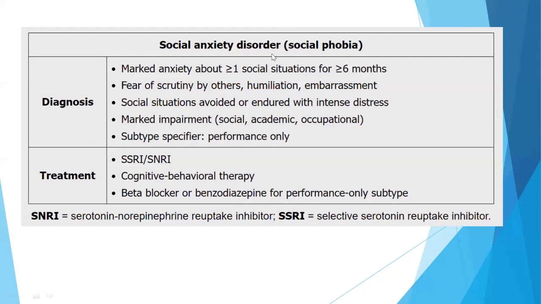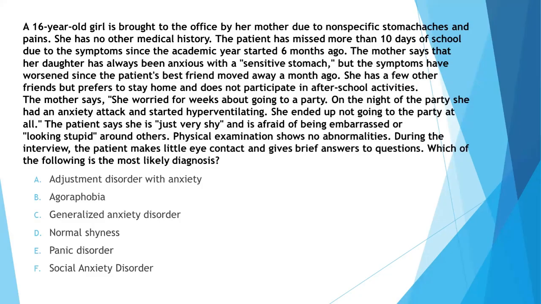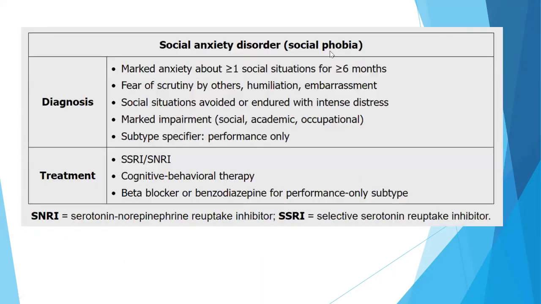So let's talk something about the social anxiety disorder. The diagnostic criteria for the social anxiety disorder is that you need to have marked anxiety about one or more social situations for 6 months or more. Like our patient, she had started having the symptoms 6 months ago, so it has already been 6 months. Fear of scrutiny by others, humiliation and embarrassment. Our patient also has that. Social situations avoided or endured with intense distress.